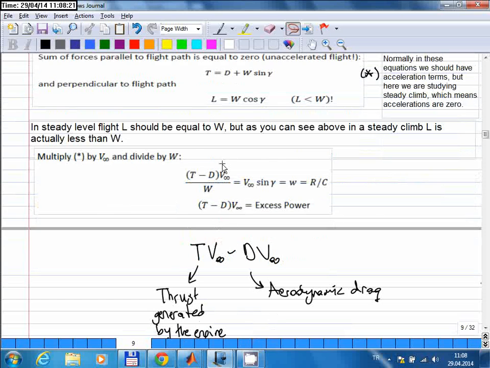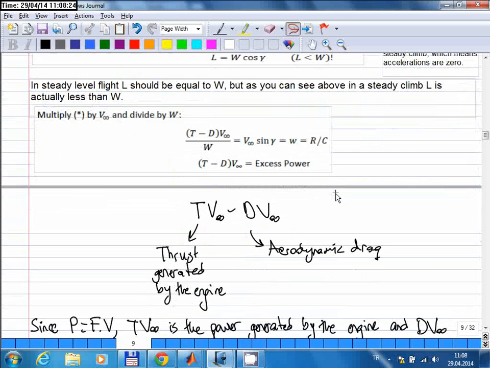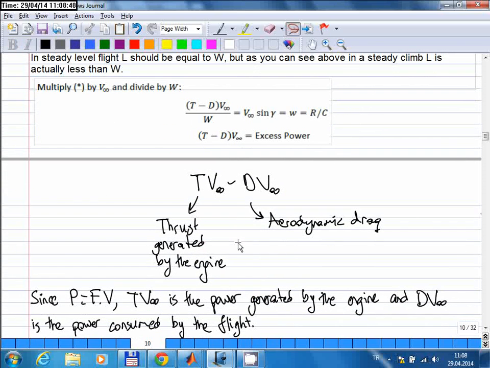Okay, so let's take a look at this expression. On the left hand side we have T times V minus D times V. Whenever you have a force multiplied by speed, that gives you power, right? Remember this from our previous lectures. So on one side you have thrust times speed. So this is actually the power transferred to flight by the engine. And on the other side you have drag force times the speed. And this is in fact the power consumed by flight.